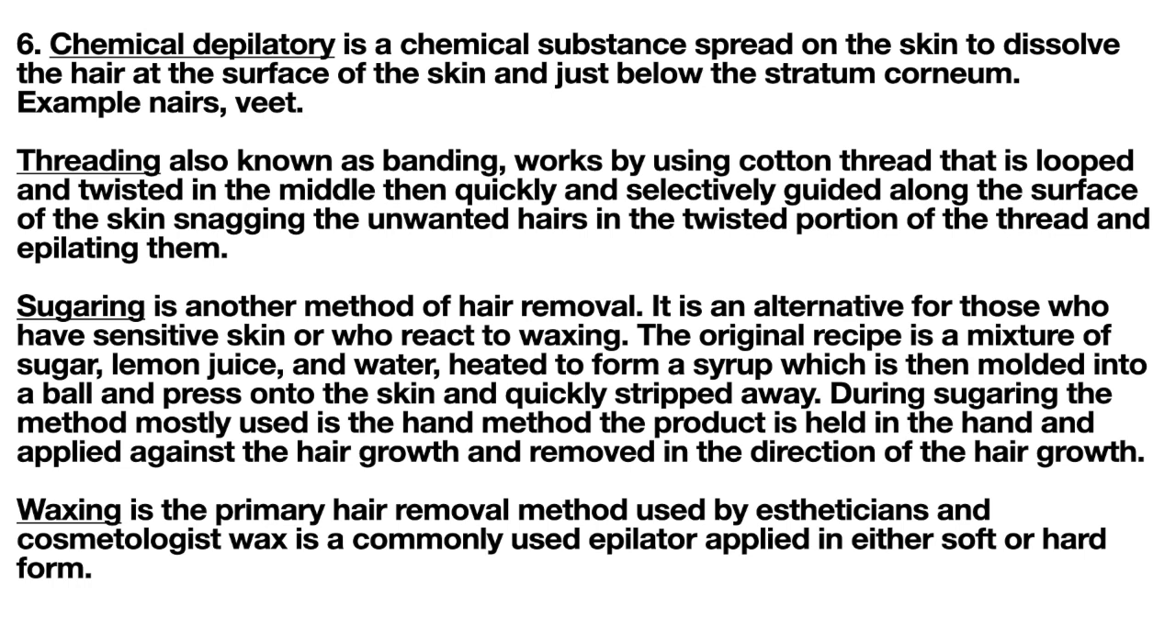Sugaring is another method of hair removal. It is an alternative for those who have sensitive skin or who react to waxing. The original recipe is a mixture of sugar, lemon juice, and water heated to form a syrup, which is then molded into a ball and pressed onto the skin and quickly stripped away. During sugaring, the method mostly used is the hand method. The product is held on the hand and applied against the hair growth and removed in the same direction of the hair growth.